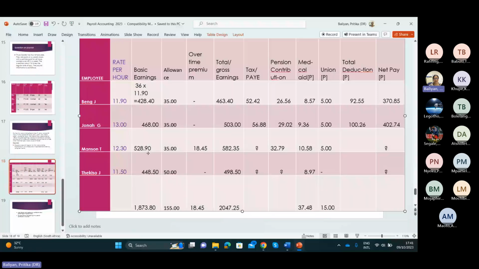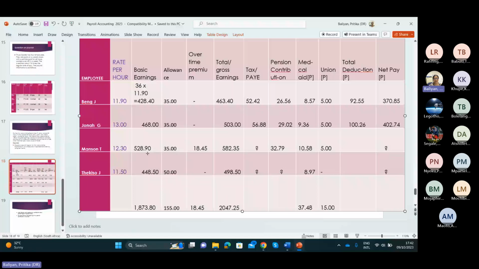We are also including the overtime hours because for the overtime, we pay the normal rate plus premium. So the normal rate is 12.30 plus premium. The premium we will add in another column, the overtime premium column. So for the whole 43 hours he worked, he gets as basic earning 528.90.